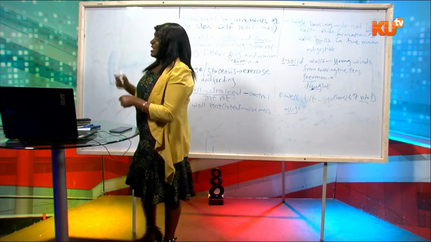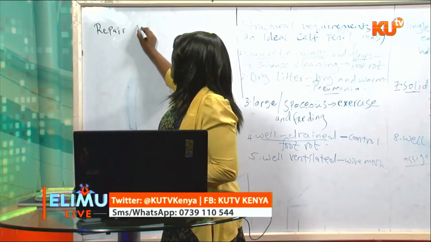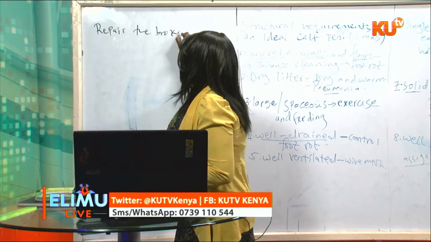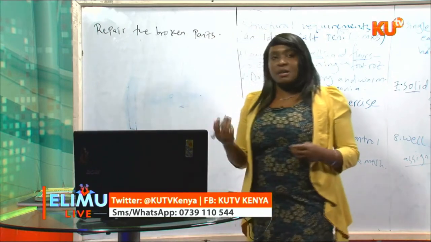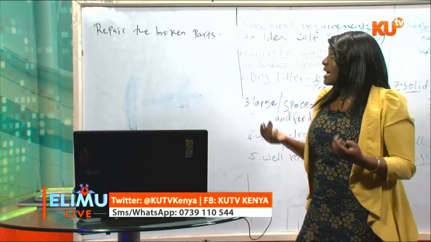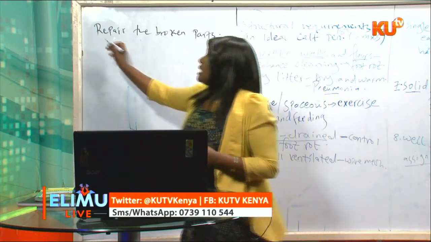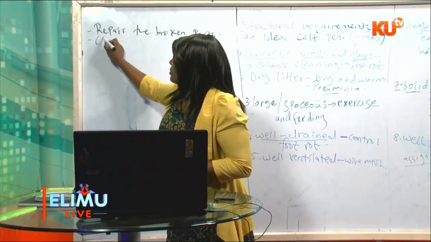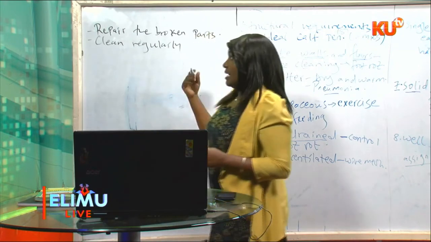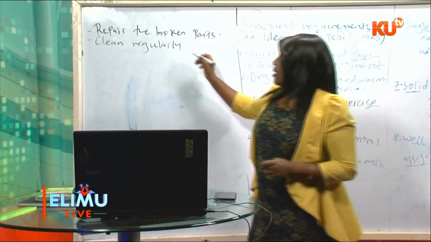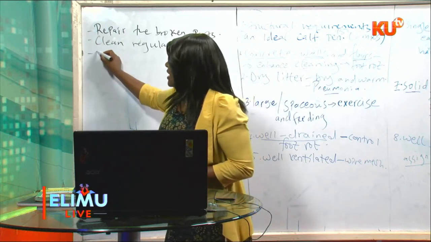Maintaining calf pens generally means you repair. The first thing is, of course, you repair the broken parts. You find that some animals sometimes get aggressive and they break some parts of the calf pen. You need to repair them. You need to clean regularly. You clean the calf pen regularly. You need to disinfect. Cleaning is very different from disinfecting.